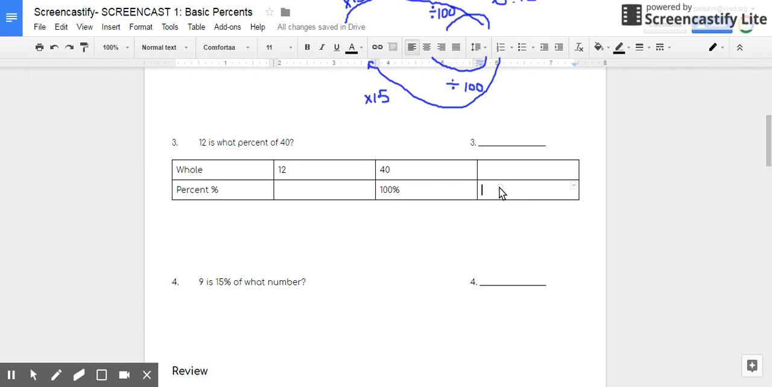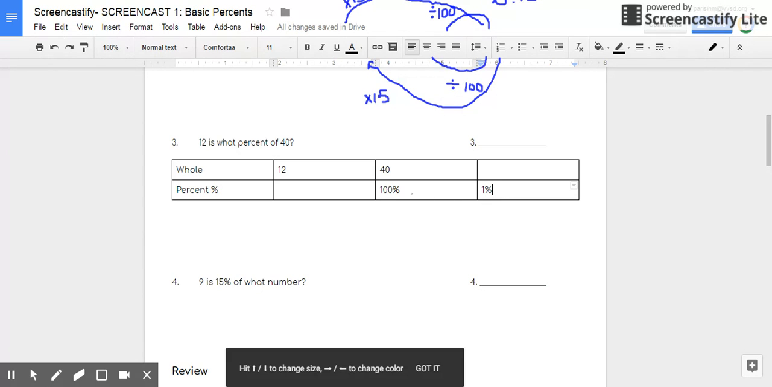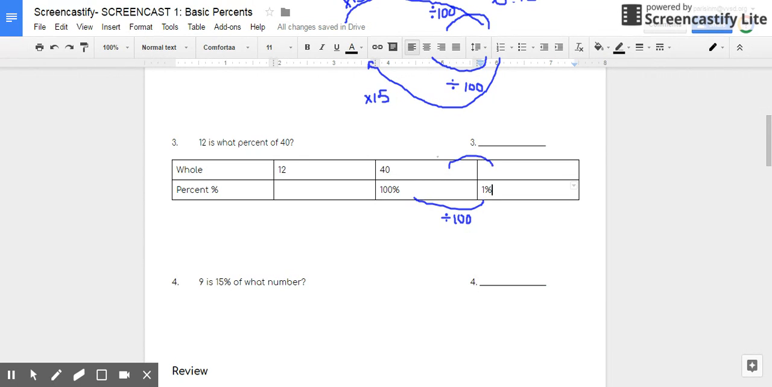Next, we are going to scale down to 1%. So going from 100 to 1%, we can divide by 100. Whatever we do to the denominator, we also have to do in the numerator. So we can take 40, divide it by 100, and if we take 40 and divide it by 100, we are going to get a decimal, and that is going to be 0.4, or we can say 4/10.